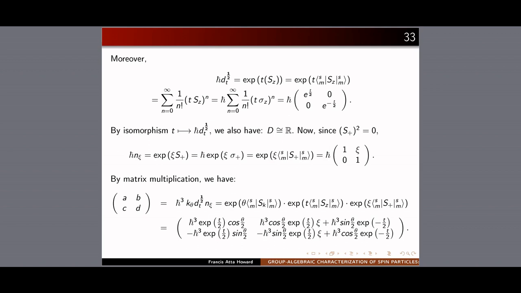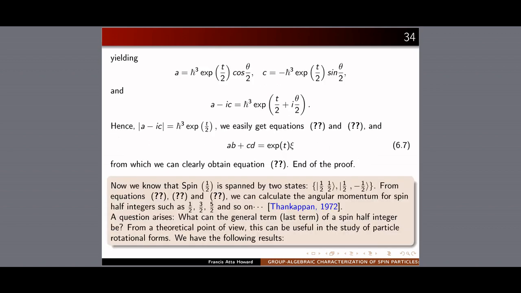When I consider the product of all these with respect to the general form of a 2x2 matrix, which is A, B, C, D, I can get my components A to be that, my C to be that, and A minus iC to be this. When I take the modulus of A minus iC, I easily get the form of my xi that I want to obtain in the Iwasawa decomposition.